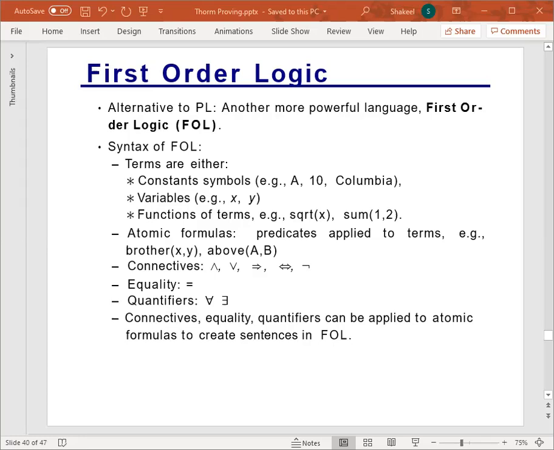We are going to use what we call quantifiers, and these are very important to express information about all the objects or some of the objects. So the connectives, the equality, and the quantifiers can be applied to atomic formulas to create sentences in first order logic. You call it FOL.